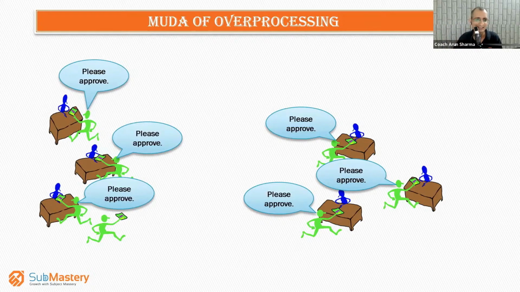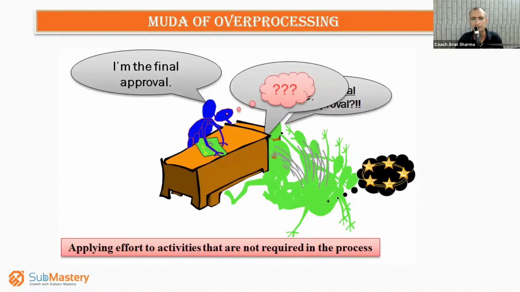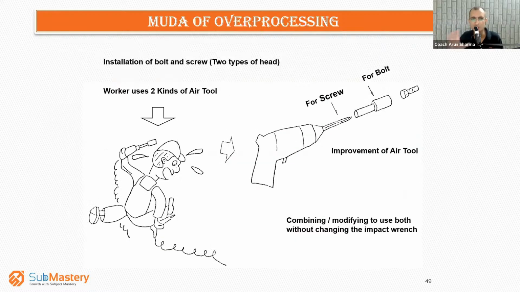So here let's see, a lot of activities are required. It will result, as I gave you the example of leave, right? Here you see overprocessing, right? What does it mean? You are using 2 kinds of tools when 1 kind of tool can be used. You are using 2 tools, like this guy. Okay. So what is this? An example of overprocessing.